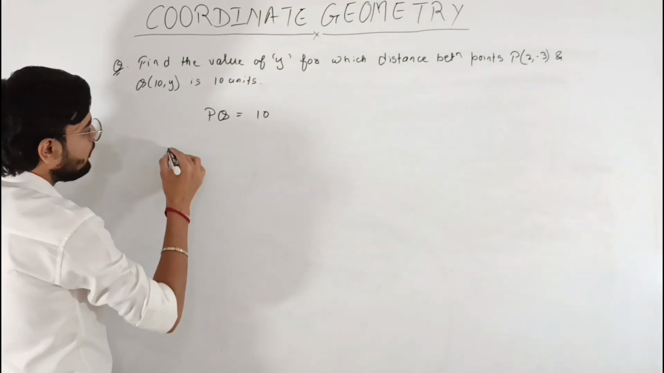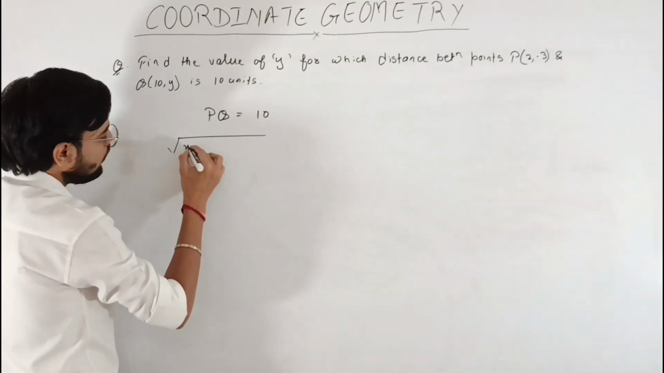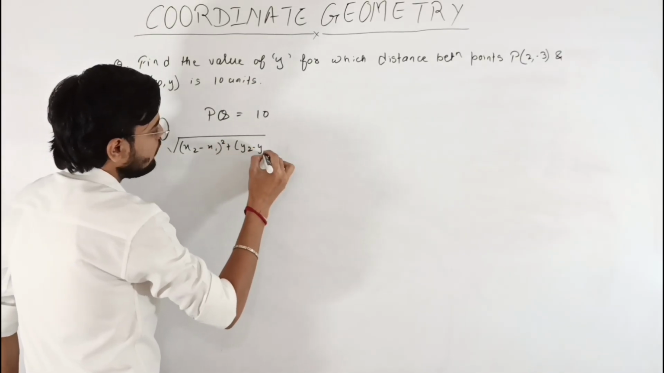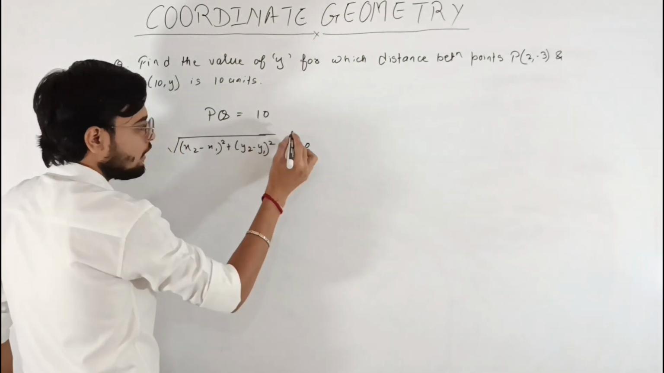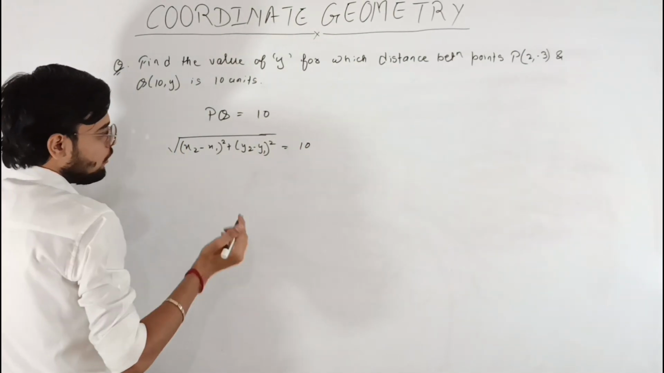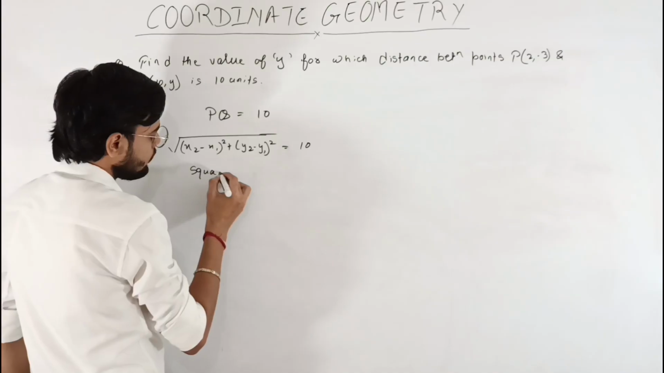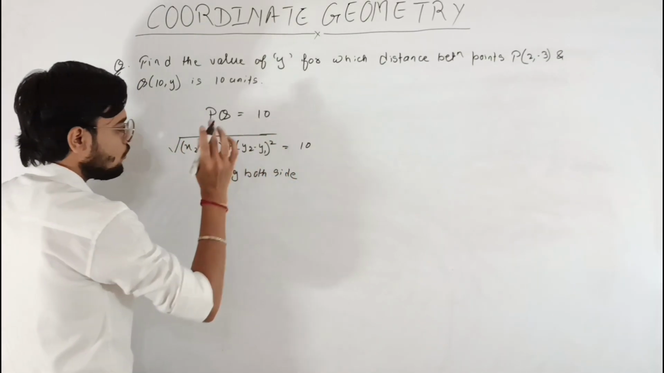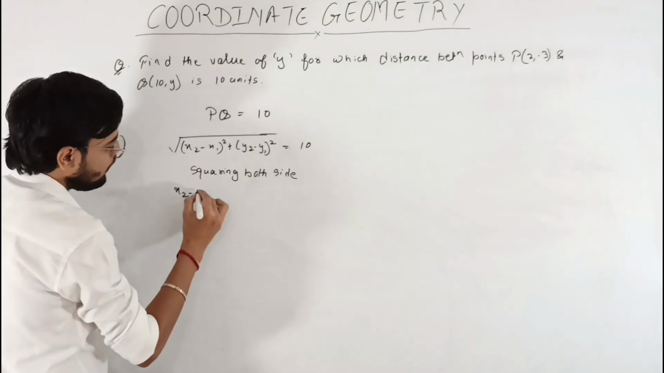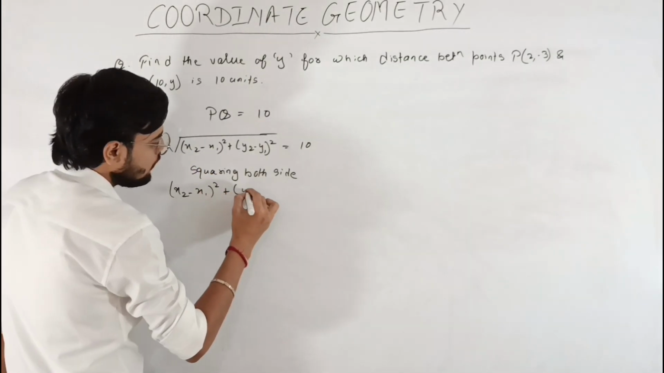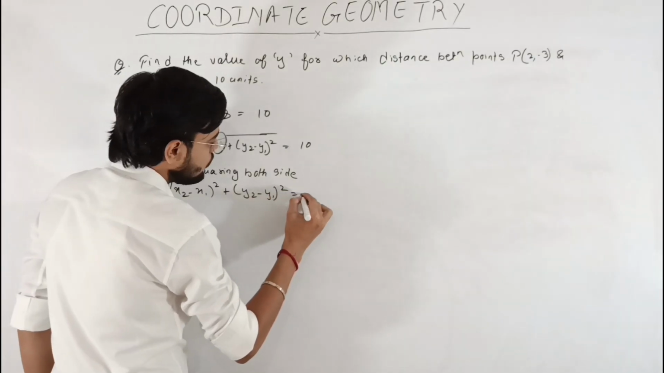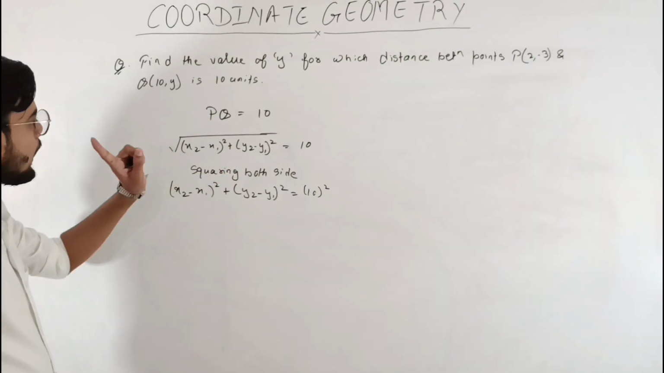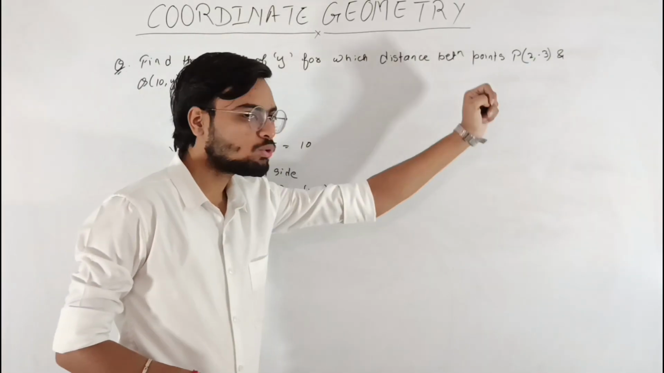Now what is PQ? How do we find PQ? Which is under root x2 minus x1 square plus y2 minus y1 square is equal to 10. This one is given. Now for cancelling this root, we do squaring both sides. Squaring both sides, then this root is cancelled out, then we are left with x2 minus x1 square plus y2 minus y1 square is equal to what? A square of 10. Now look, x2 minus x1. In P and Q, x2 is 10 and x1 is 2.